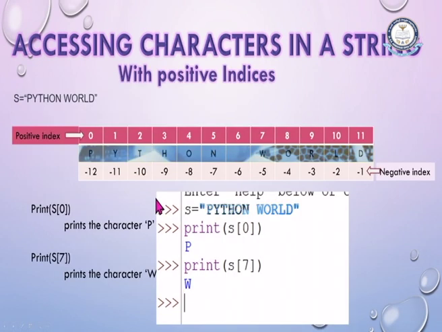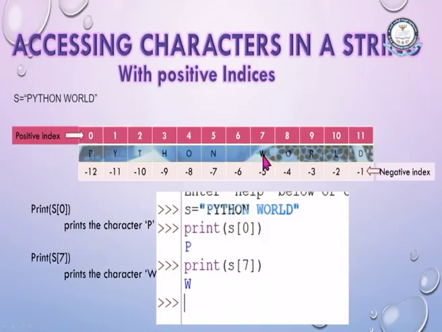So, let us see more examples on this. For example, here we have the string Python World, and if we use the positive index, print s of 0, here s is nothing but the string, and in this string we have many characters. The characters are Python, space, WORLD. If I write s of 0, indirectly we are accessing the character at which position? 0th index position. At 0th index position we have the character P. So, print s of 0 will print the first character, that is P.